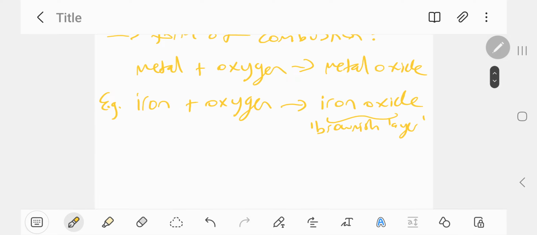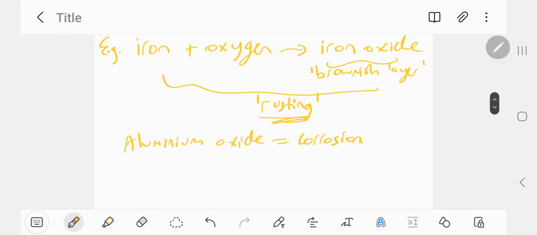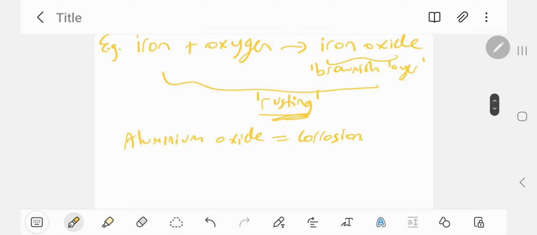Okay, and when iron reacts with oxygen to produce iron oxide, that's called rusting. Rusting only applies to iron, it doesn't apply to any other metal. If you've got aluminium oxide, for example, that's not called rusting, that's called corrosion. Let's look at the chemical equation for the rusting of iron, and see what's happening.